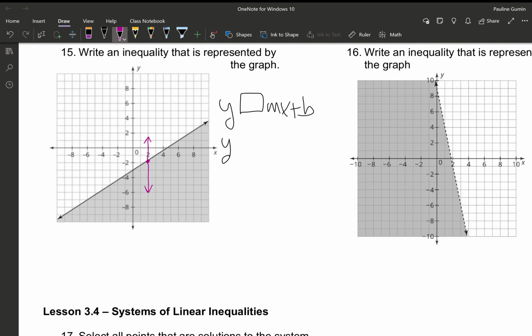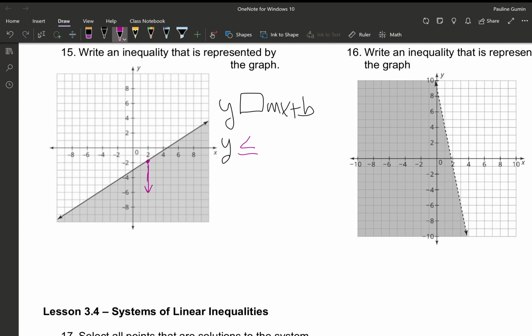So which way is it shaded? It looks like I would have to go straight down to get to the shaded area. So my symbol is less than. Since it's a solid line, my symbol gets a solid line. If my graph was shaded going up, that would be a greater than symbol.